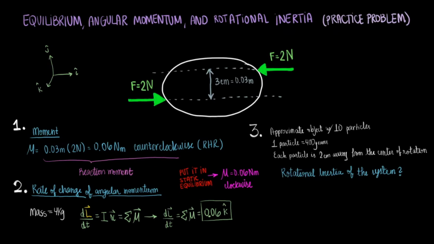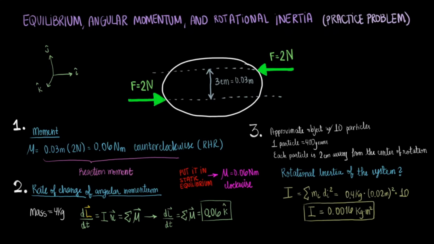All those assumptions actually give us all we need to know to calculate the system's rotational inertia. The rotational inertia can be found by taking the summation of the mass multiplied by the distance from the center of rotation squared for every single particle. Since we have 10 particles, we can multiply m_i times d_i squared by 10. We then have 0.4 kilograms times the 0.02 meters squared times 10.